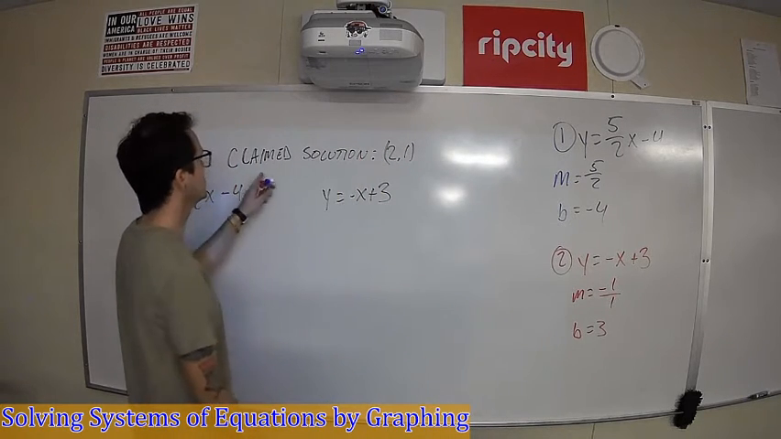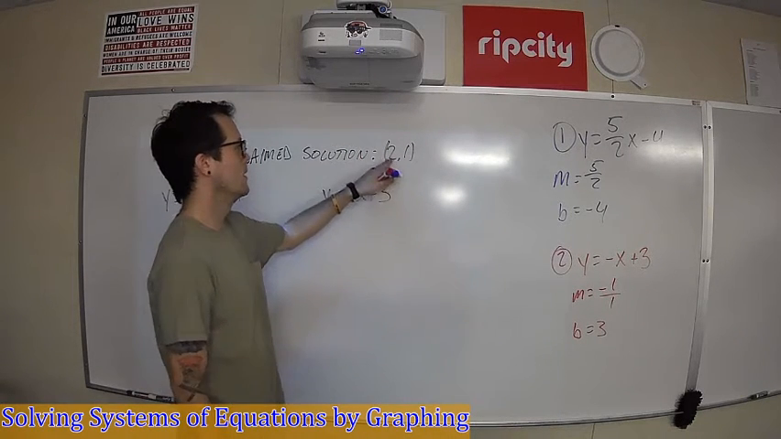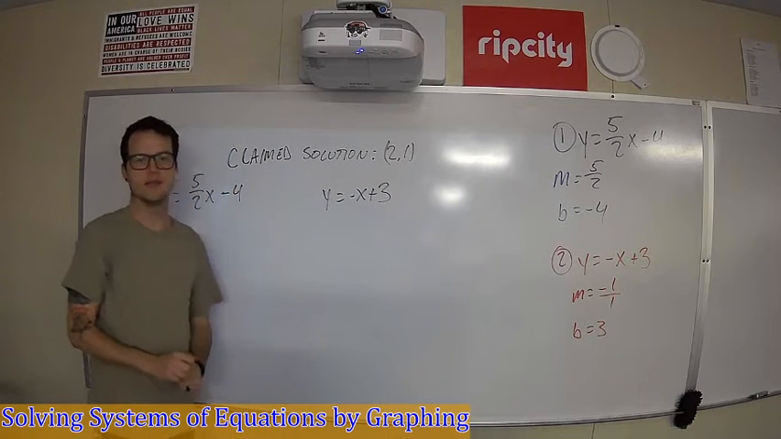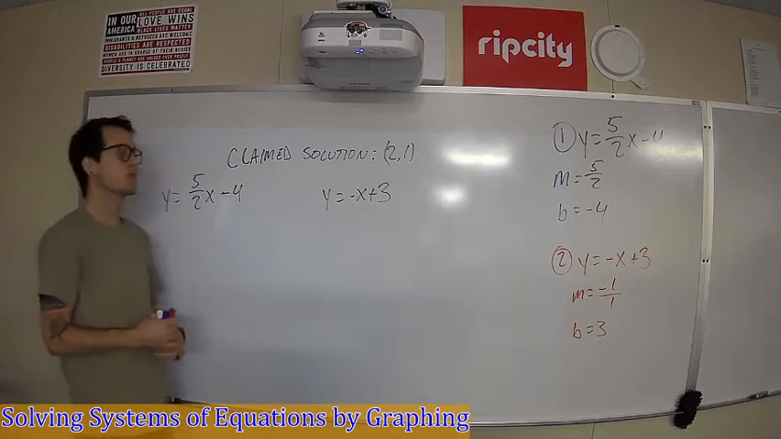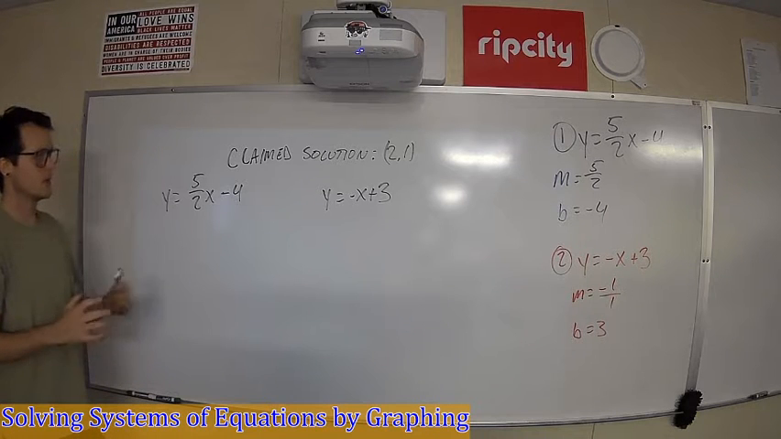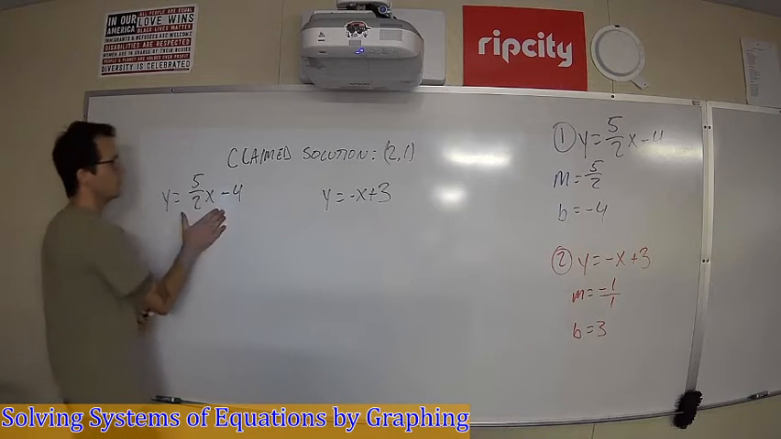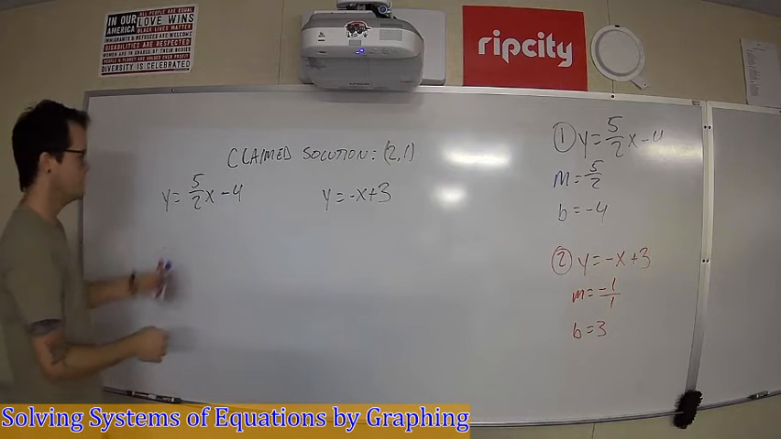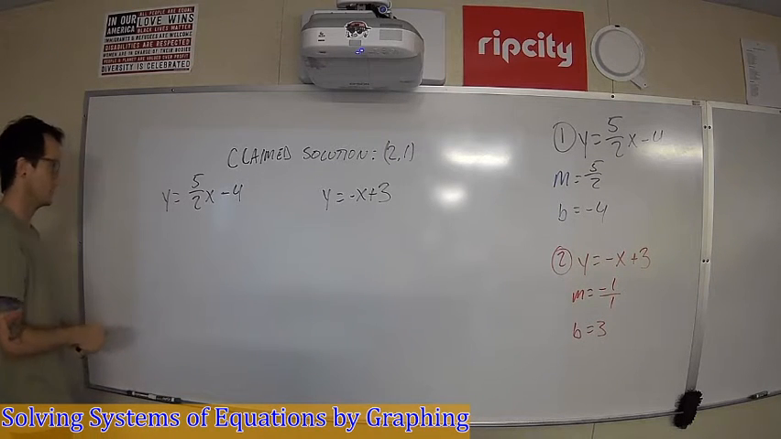So our claimed solution here is 2, comma 1, meaning the x-coordinate of 2, y-coordinate of 1. And I said at the front end of this thing, the solution to this system of equations is the combination of x and y coordinates that makes both equations true. So what I did is I just copied the equations over. I didn't do any math yet. We're about to do that piece of it.